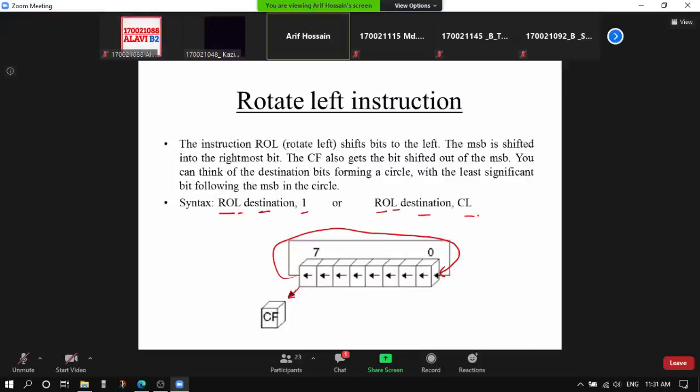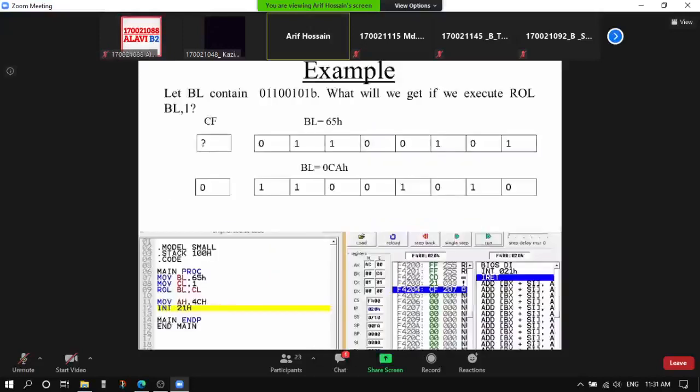Can I move on? Yes, sir. All right, so this is an example. Let's look at this example.